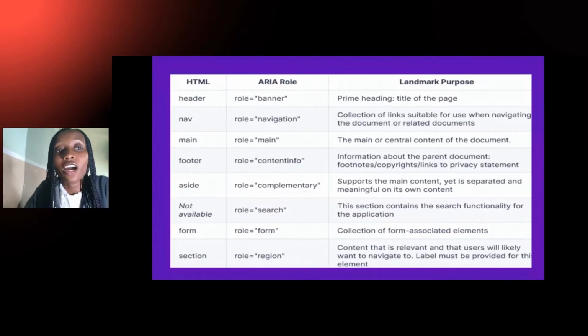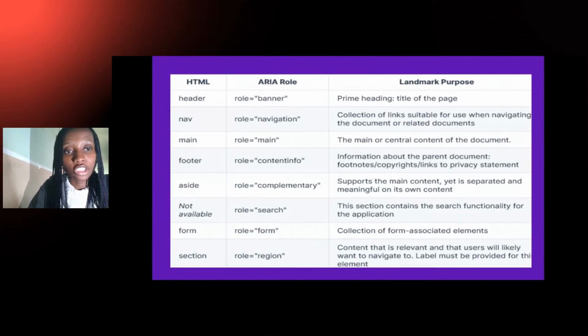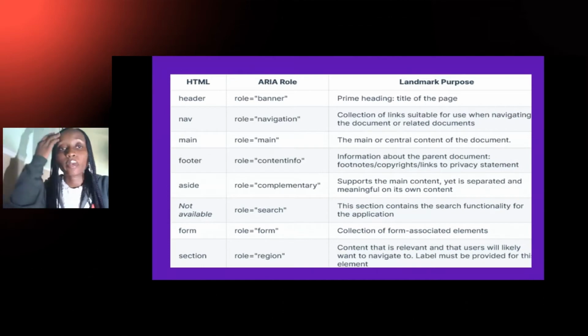So we have the header and the navigation semantic elements, and we have the main, the footer, and aside. Then we also have form sections. We also have to set the roles, so on the table we have the role set as banner for the header, navigation for the nav, main for the main content, contentinfo for the footer part, search for the search form, and region, because we have different sections in our application. So this also has to be considered.